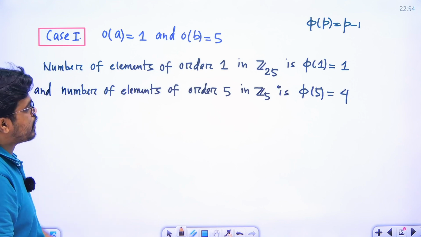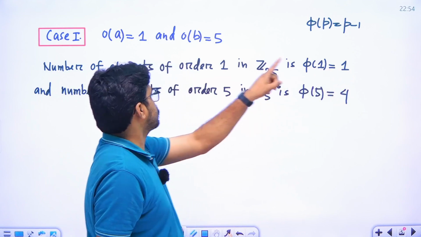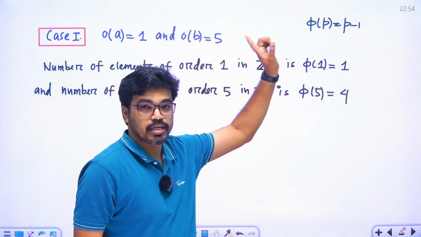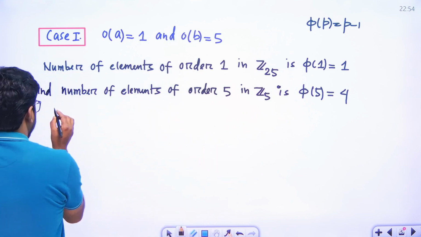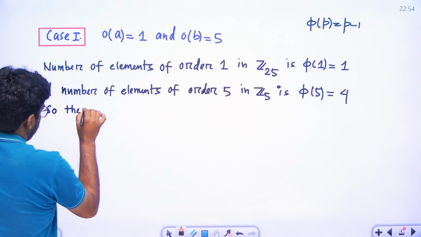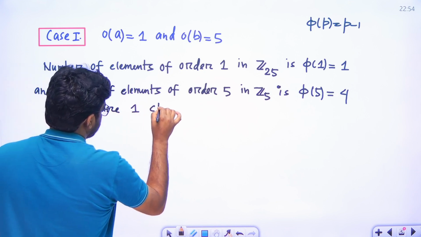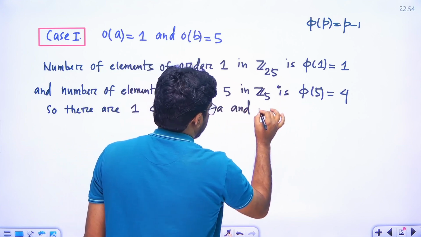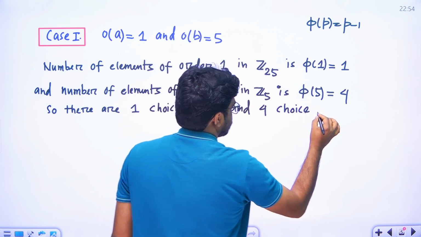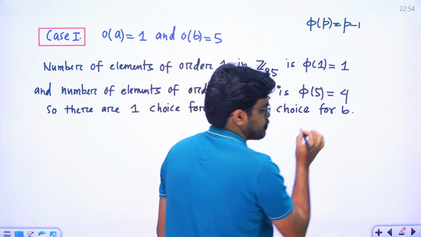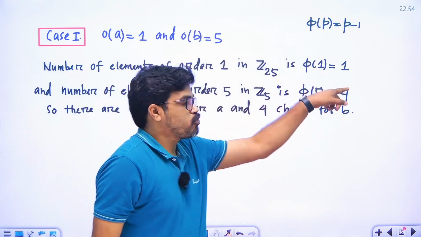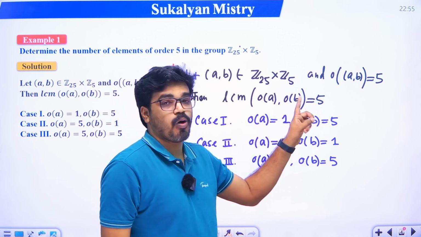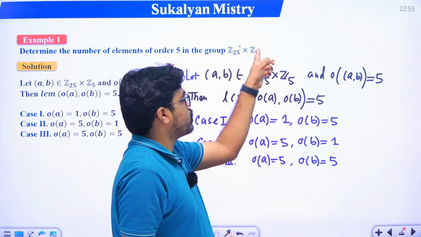So there is one choice for A and there are 4 choices for B. Okay, B belongs to Z5, right? So there is one choice for A and 4 choices for B. Okay. So 1 into 4, that is 4. So in this case, 4 elements of order 5 in Z25 cross Z5.